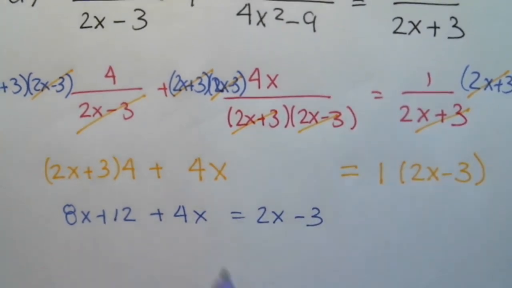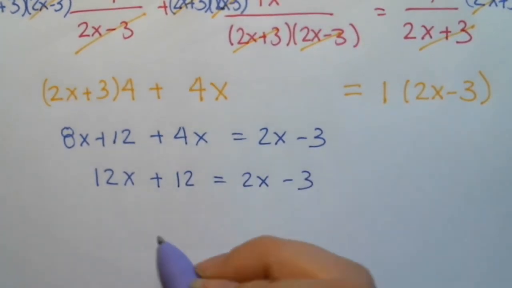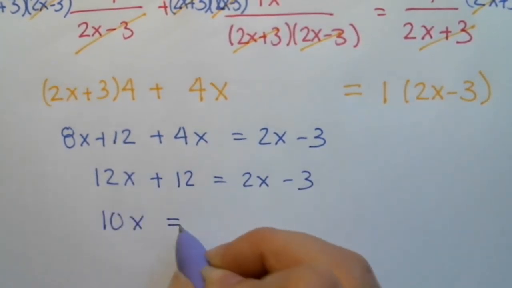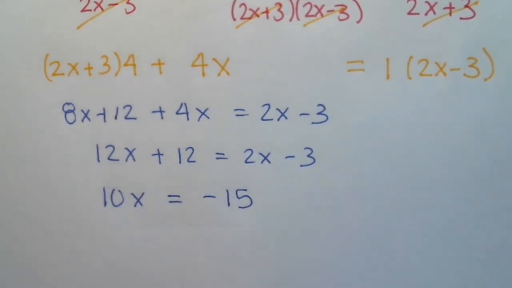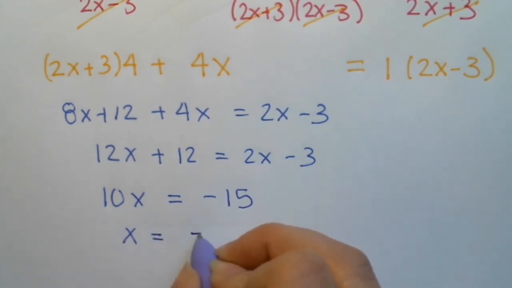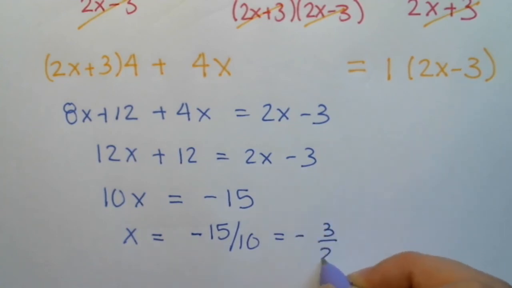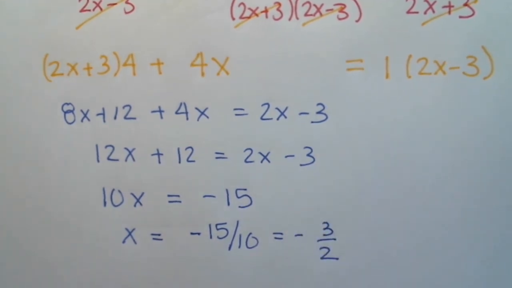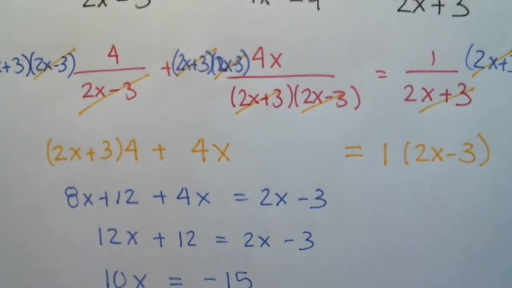Okay, combine my like terms. Subtract 2x from both sides, and subtract 12 from both sides. Okay, and then divide both sides by 10. Okay, so now I'm going to look at my answer compared to my denominators. Okay, so I have negative 3 halves.